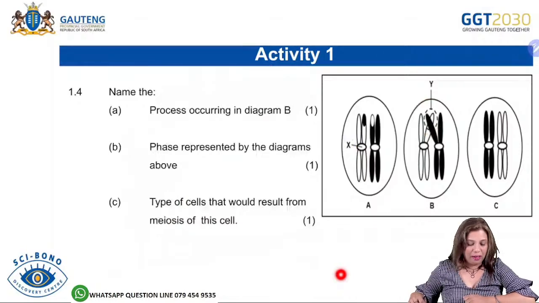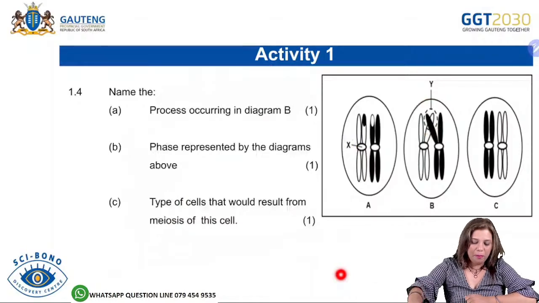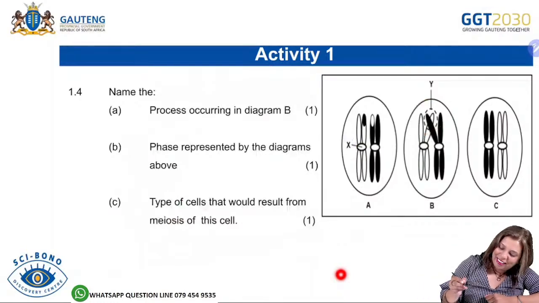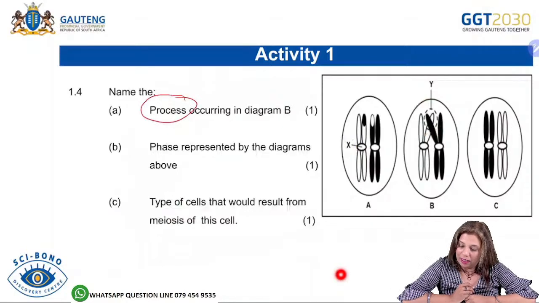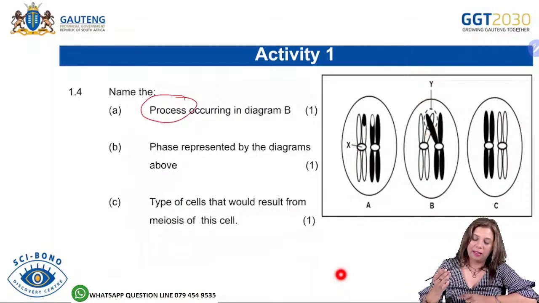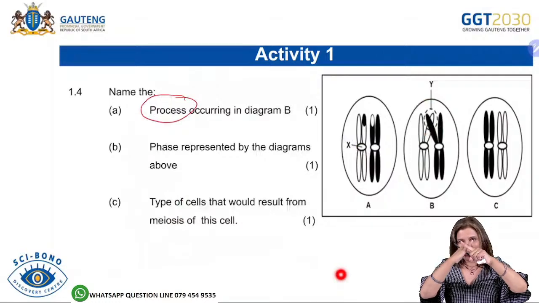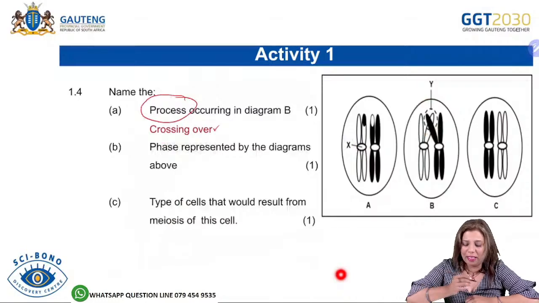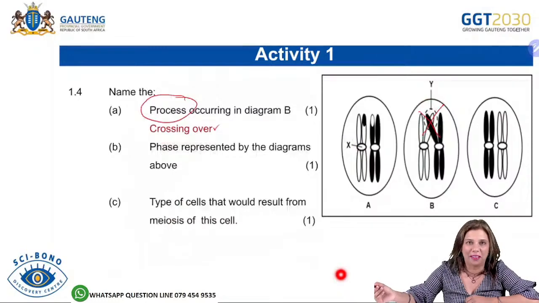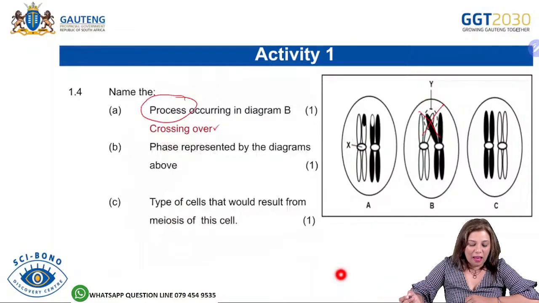So now they ask you, name, here it is. You're waiting for this, weren't you? Name the process that's occurring in diagram B. Okay, name the process. We know it's crossing over, isn't it? So we will put crossing over. I mean, look at it. The diagram was already telling you there's a cross, and you just add over: crossing over. You must remember that. Okay, and then you have the phase represented by the diagrams above.